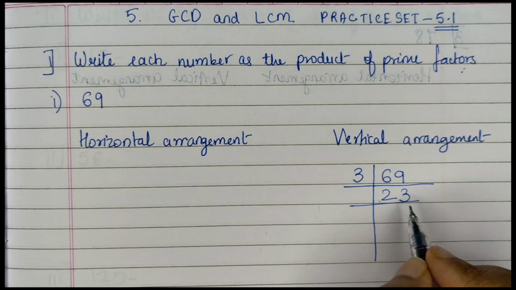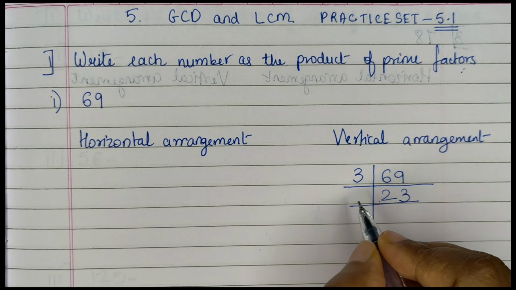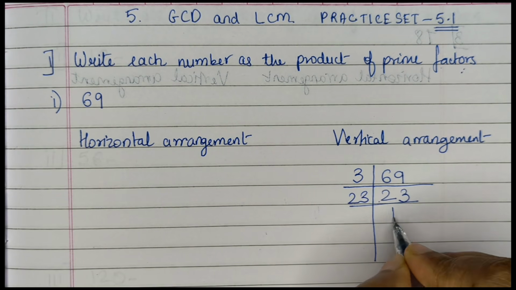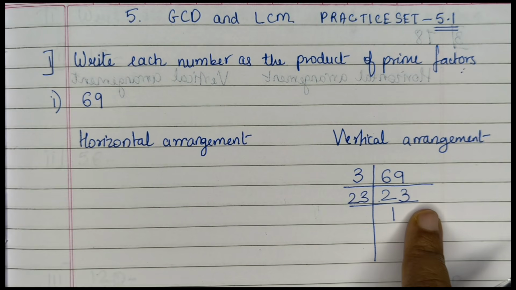23 is a prime number which doesn't go in any table. So we cannot take any other table. Only 23 ones are 23. Understood? So this is the vertical method.